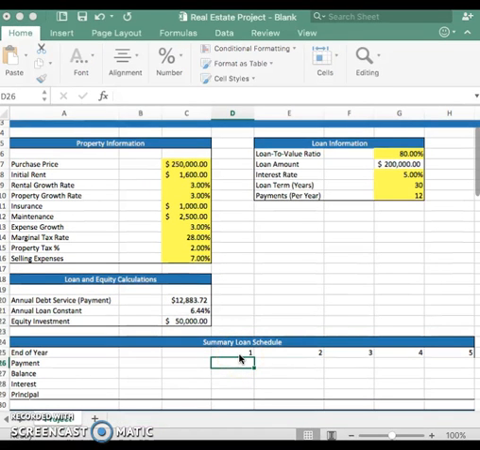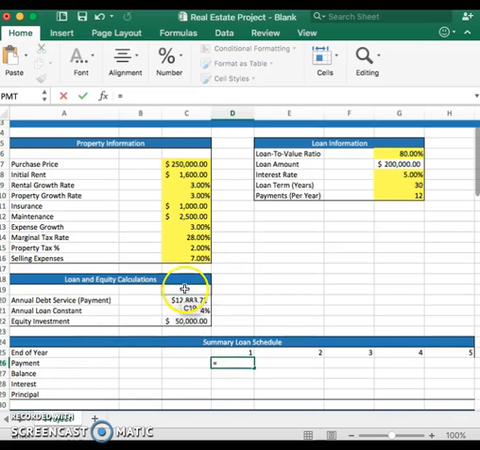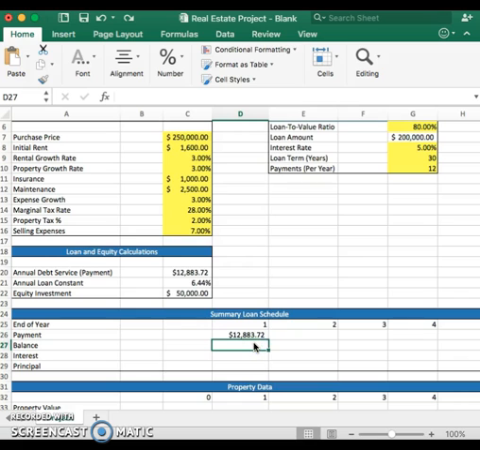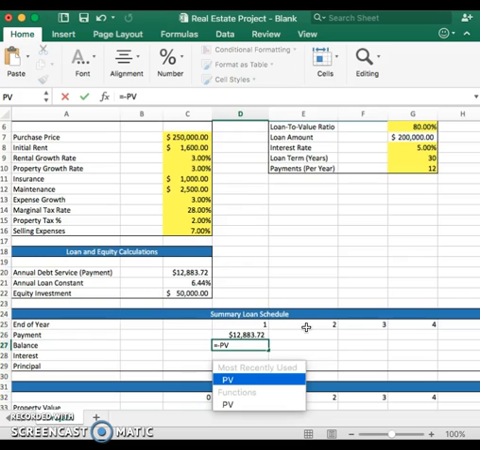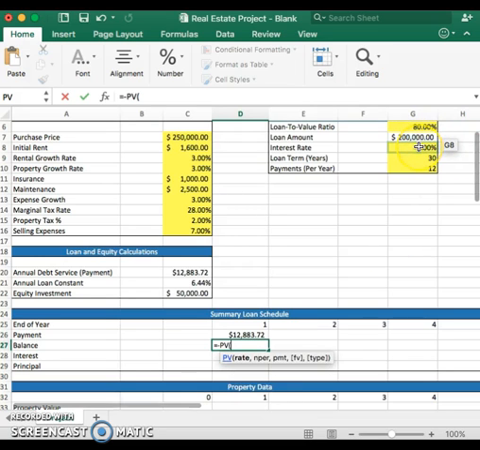Next, we will do our summary loan schedule, where the first item on the list is the payment, which is done by simply copying this and locking it so that we can copy it over at another time. Next, we will do the balance for the summary loan schedule, which is done by taking the negative present value formula. The first item for the present value formula is the interest rate divided by the payments per year, and we have to lock both of those.